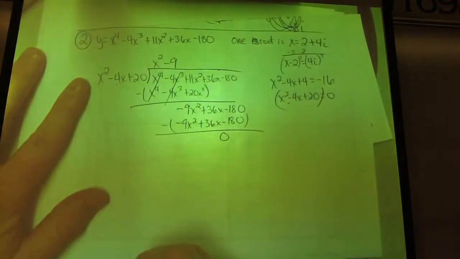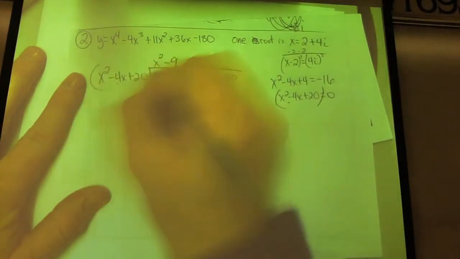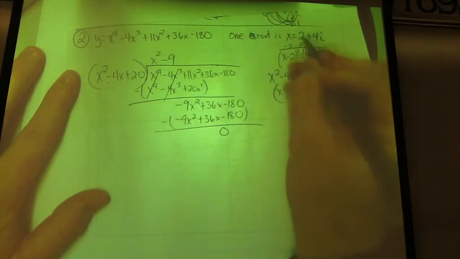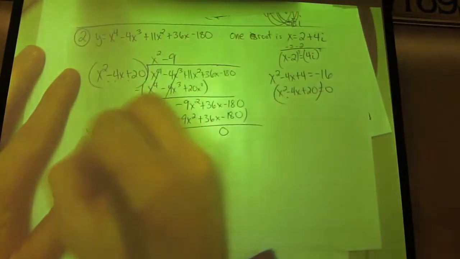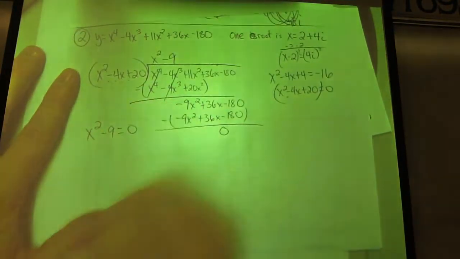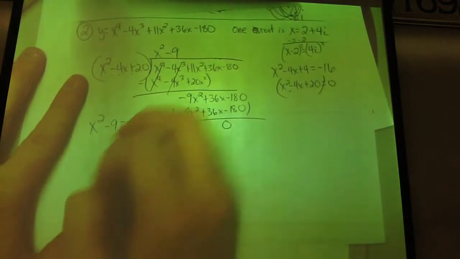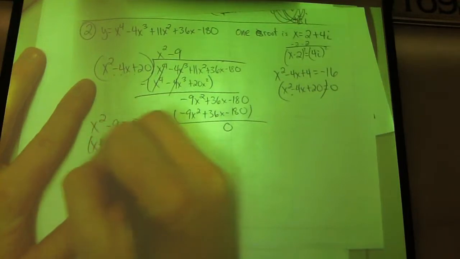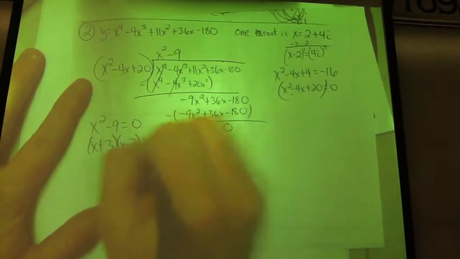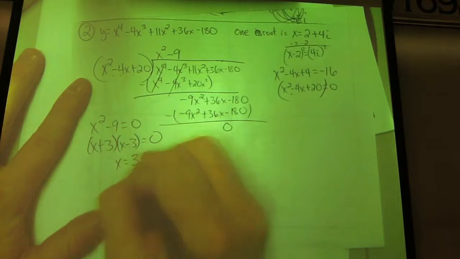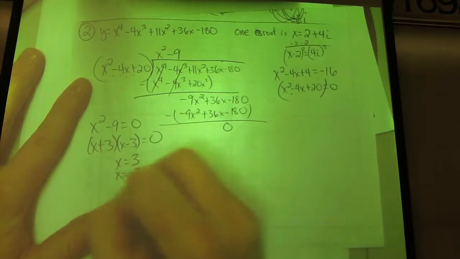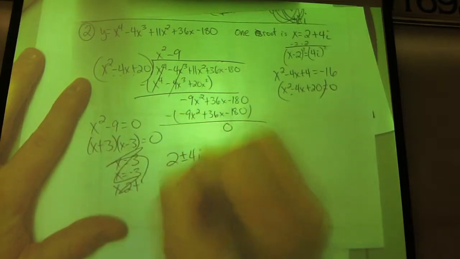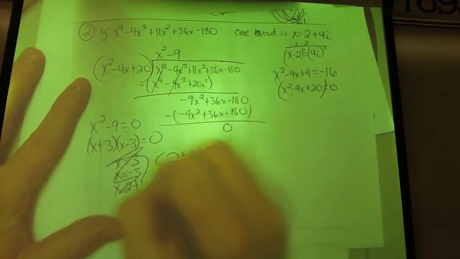Okay. So now you already know, if I set this factor equal to 0 and solve for x, I get that. Yes. If I set this factor equal to 0 and solve for x, you can add 9 and square root it, but then you will most likely forget about the negative 3. So I would factor it. So x equals 3 and negative 3, and 2 plus or minus 4i, and plus or minus 3. Those are your 4 answers.